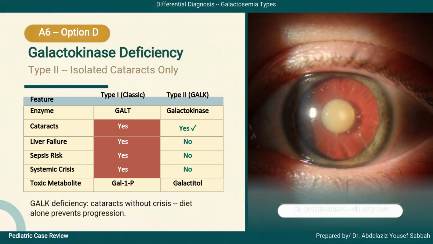Comparing the two main types, in type 1, the classic form, the deficient enzyme is galactose-1-phosphate uridyltransferase, and patients have cataracts, liver failure, sepsis risk, and systemic crisis, with galactose-1-phosphate as the toxic metabolite. In type 2, galactokinase deficiency, the only feature is cataracts. There is no liver failure, no sepsis risk, and no systemic crisis, and the toxic metabolite is galactitol. Because galactitol accumulation in the lens drives the cataracts, dietary galactose restriction alone prevents progression.